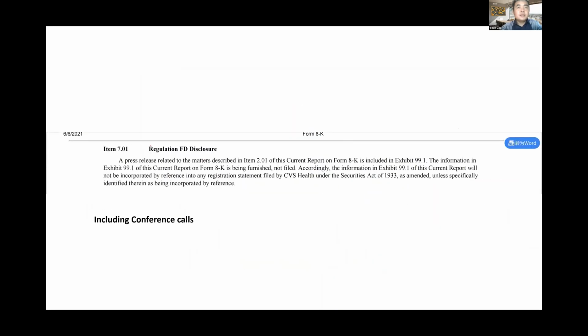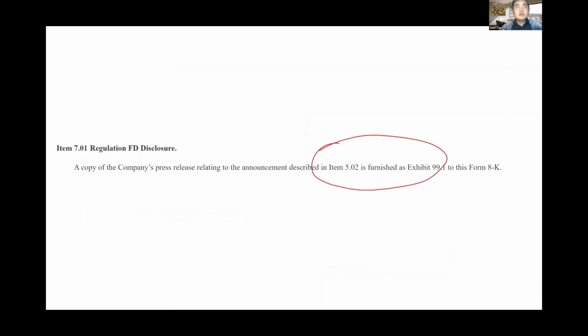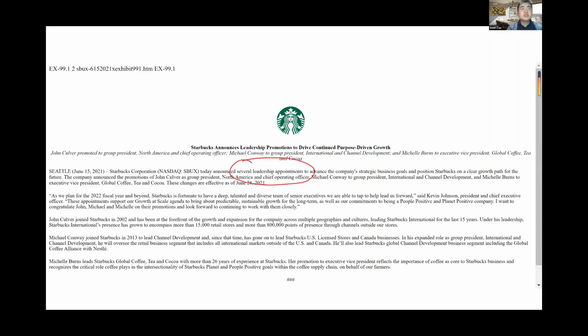And so what do we have? You can see the same thing happening here. If you want to get the news, you have to go to the exhibit. Same thing as we saw before. So this is the exhibit. What's the news about?